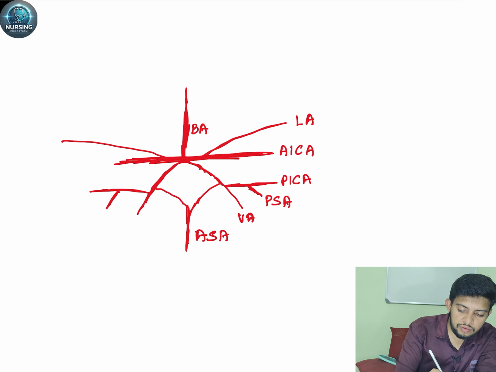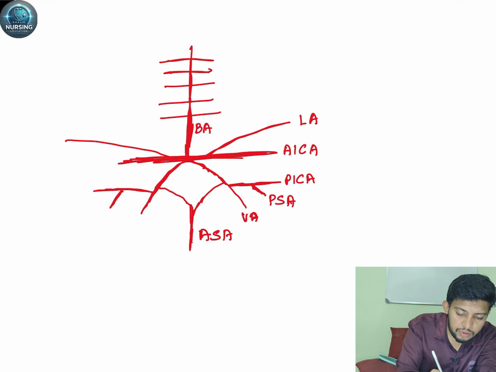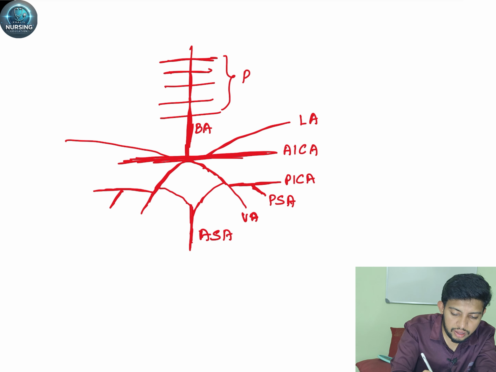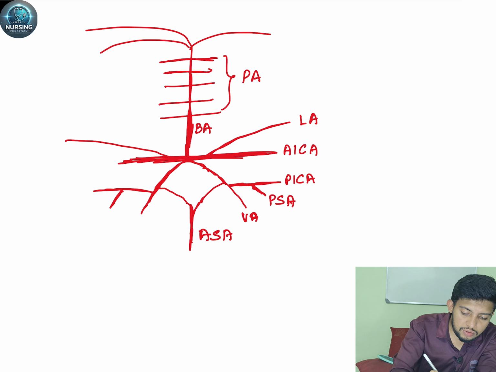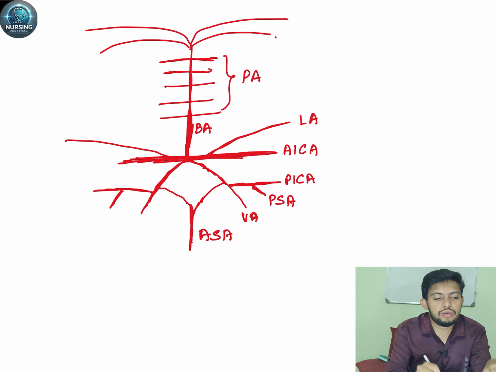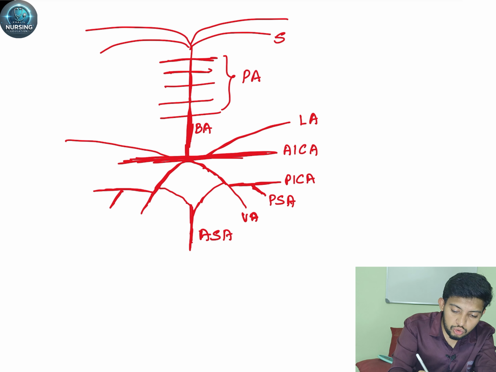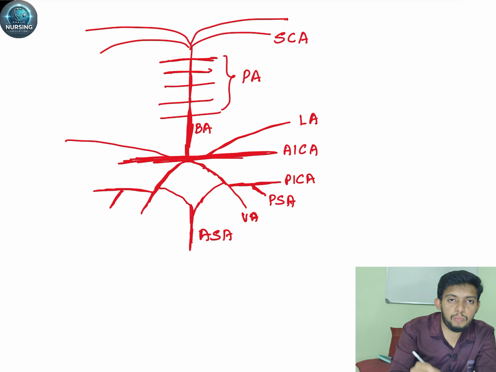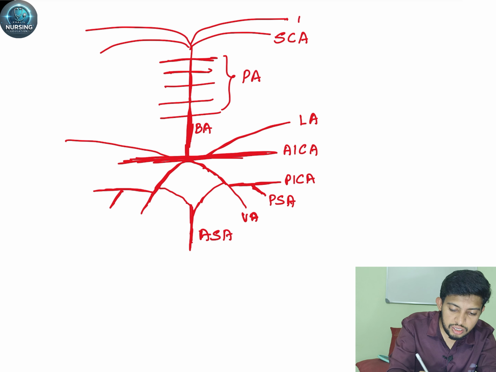Clear? And you write five what? Five pontine arteries. This one is pontine arteries. Later you write two arteries. This one is related to the superior aspect of the cerebellum, the superior cerebellar artery, and this one is for the posterior cerebrum, the posterior cerebral artery.